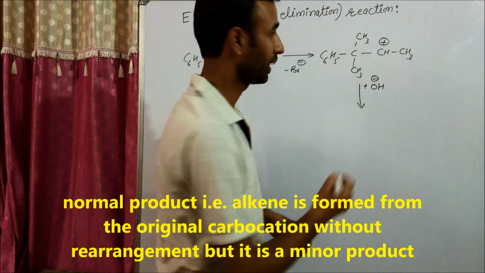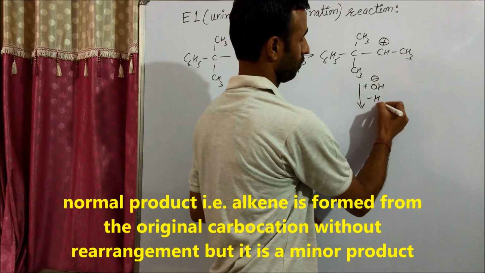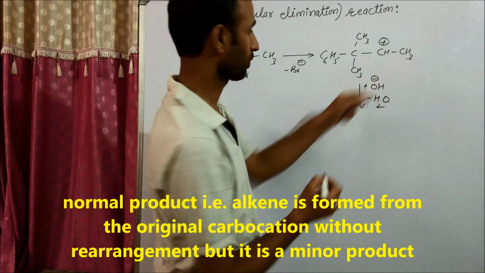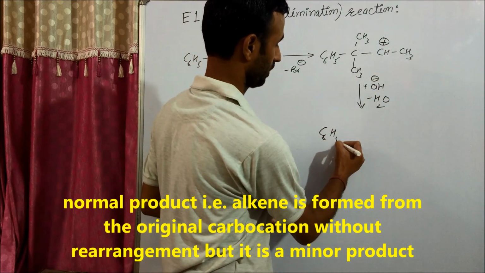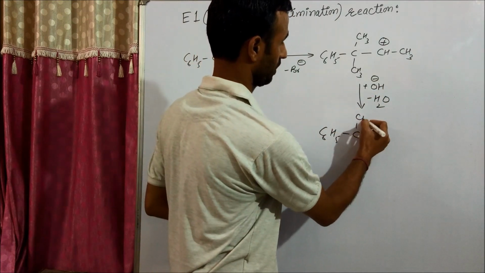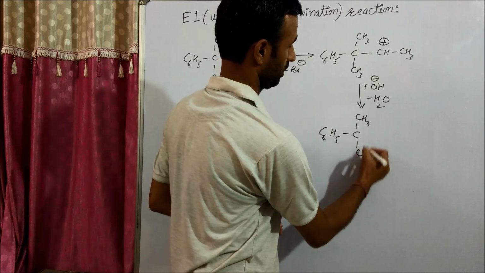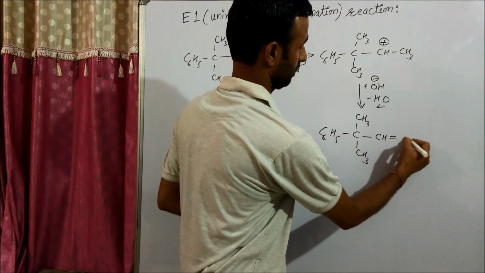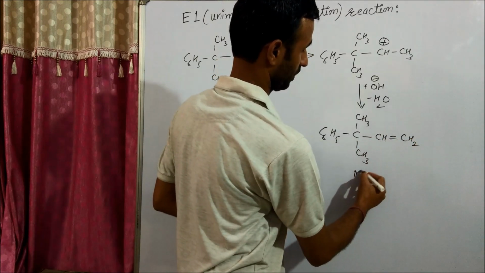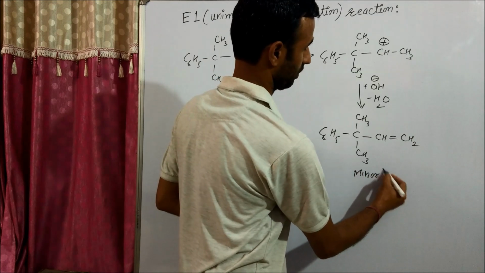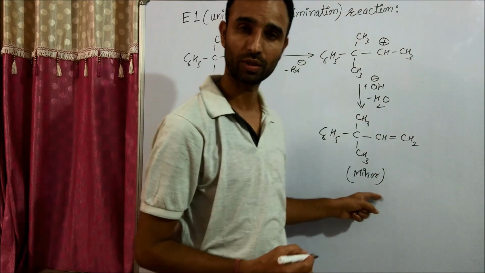base OH negative ion, water is removed, H from here, so we get this product, but this is the minor product.